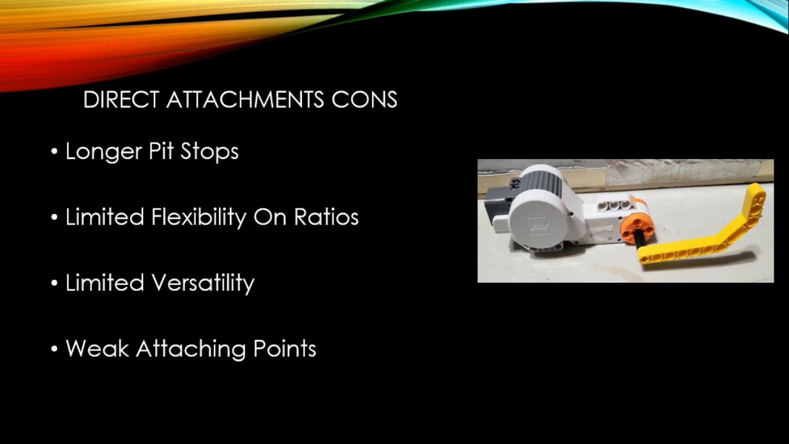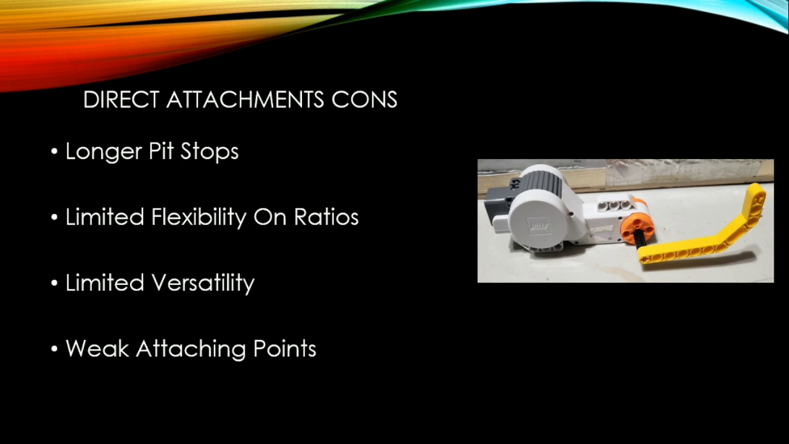Another con is limited flexibility on gear ratios. It's pretty difficult to adjust your torque and speed when you have a direct attachment, because you have to run it through a gear system, and that gear system has to connect directly to your motor. So it's a little bit more difficult than a modular one. You have a little bit less flexibility on the ratios when you're using direct, mainly because it's more complicated to fit in your robot and more complicated to build. So you definitely have a lot less flexibility on gear ratios when you use a direct attachment.